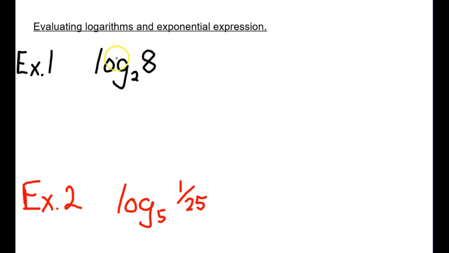So in example 1, we have log base 2 of 8. We want to find out what this is equal to, so we're going to set it equal to x. And now we're going to write this in exponential form. So the base of our logarithm becomes the base of our exponential. The value we're equal to becomes our exponent, now equal to 8.